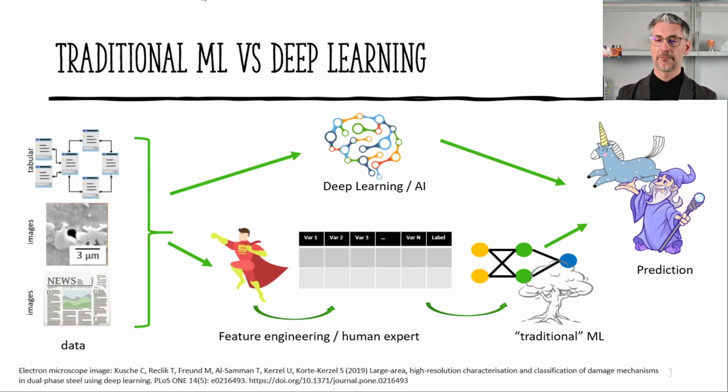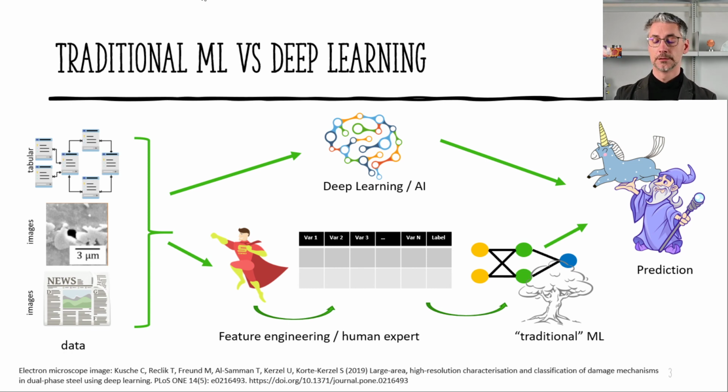We have different avenues of machine learning. We can compare the sort of traditional machine learning with a more modern deep learning approach. Both have in common that we start from data that could be tabular data or images or text. And then in the lower part we have the traditional approach.